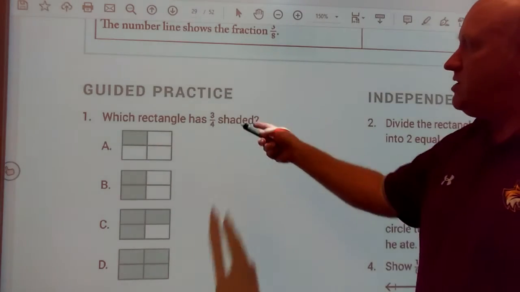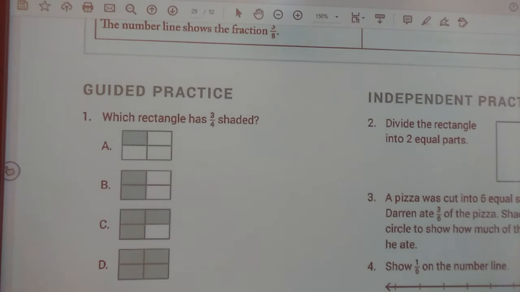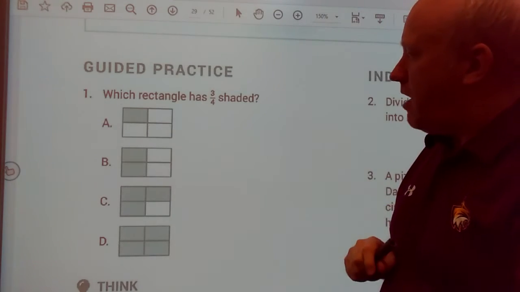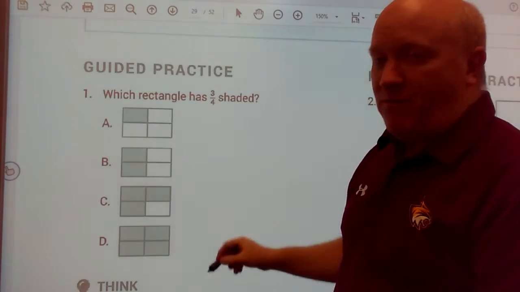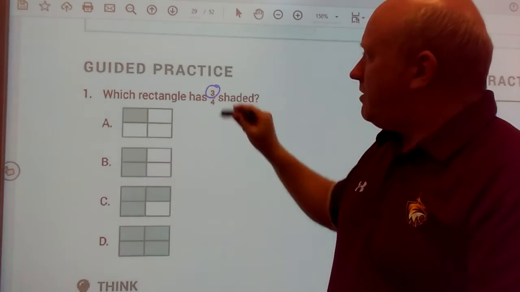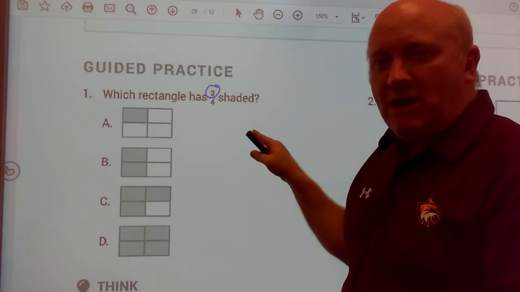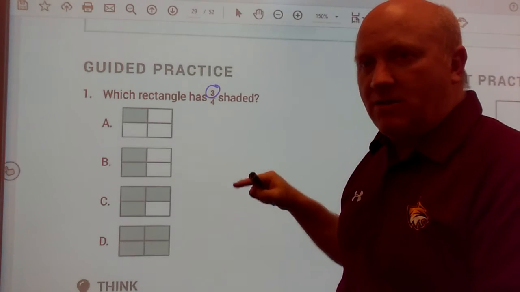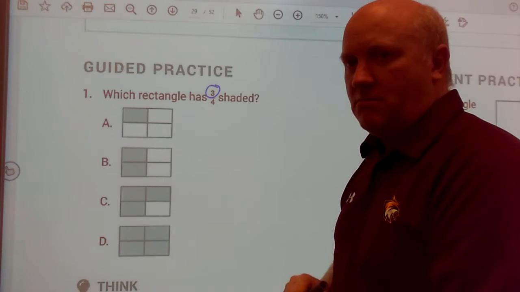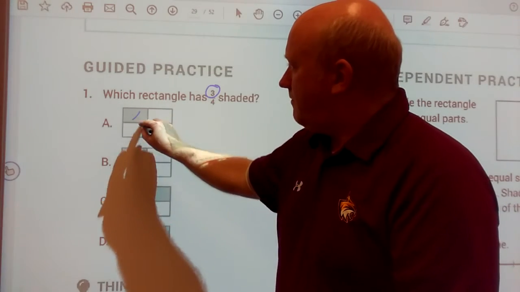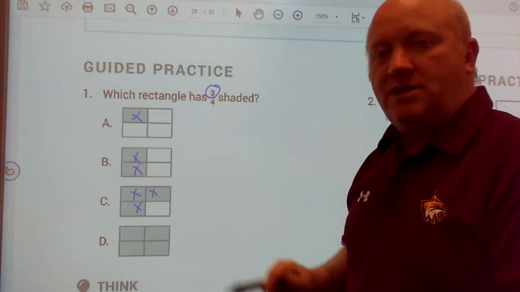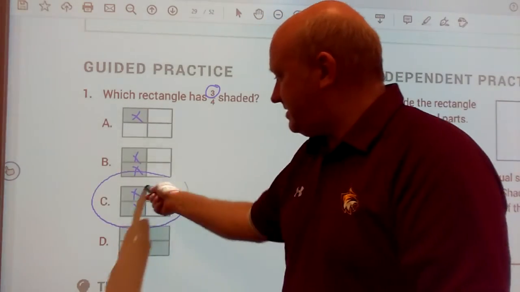Now, let's look here. Which rectangle has 3/4 shaded? Well, we know my bottom number is going to be a 4 because there are 4 equal parts. But which one? So we have to look at my top number. Remember, the top number tells you how many equal parts are shaded. So which one has 3 out of 4 equal parts shaded? Well, this is 1. 1, 2. 1, 2, 3. Oh, there it is. So your answer is C.